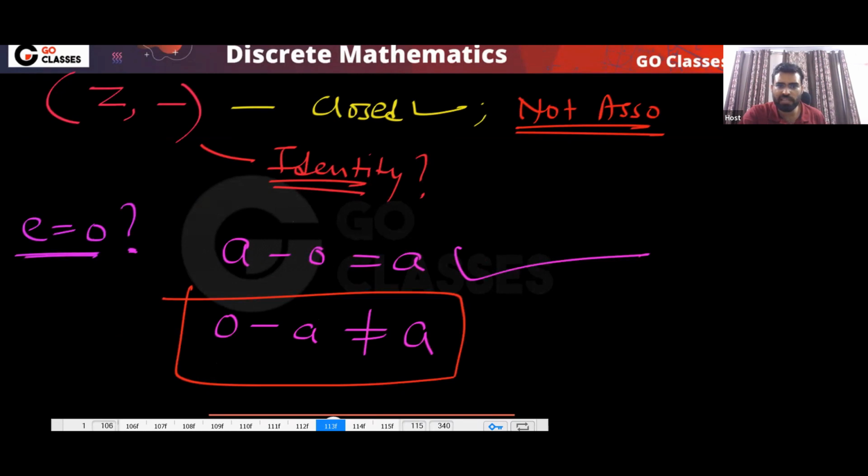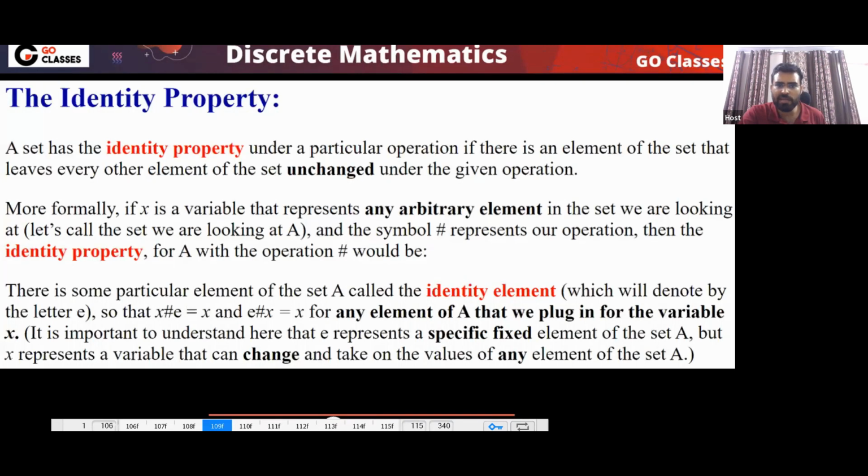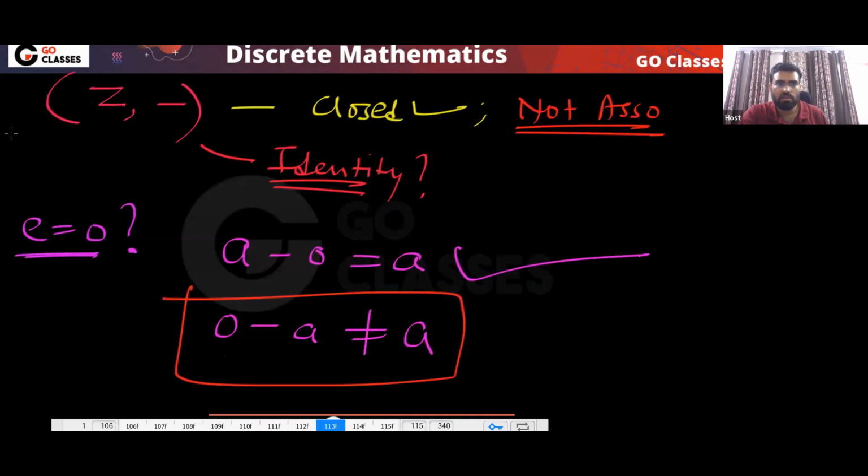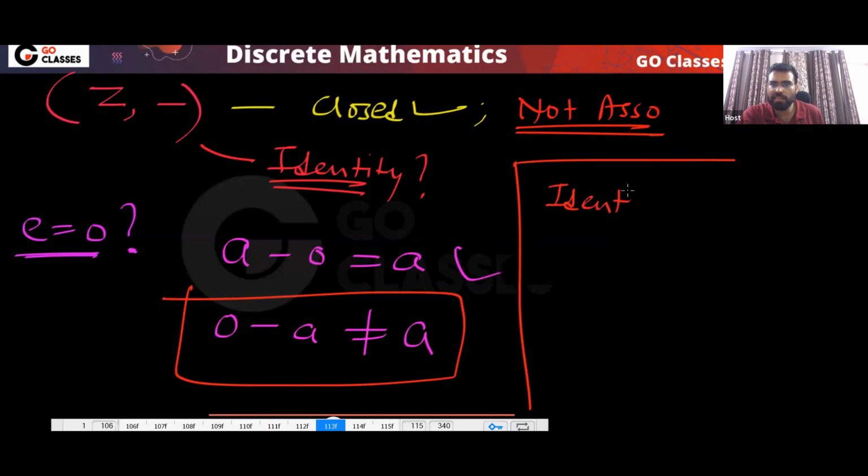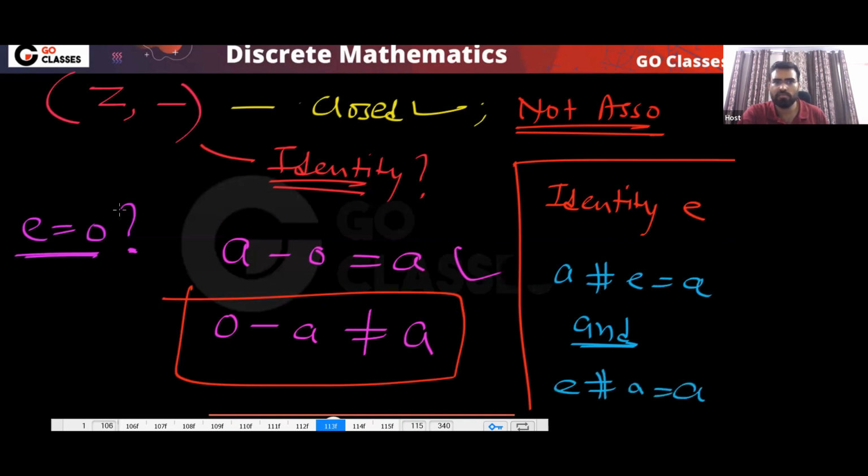Remember the definition of identity element. Identity element is something like this. These two things should happen. If you have identity element E, then what should happen? A hash E should be equal to A, and E hash A should be equal to A. So I can say there is no identity element here. Do we have identity element? No. So this answer is no. 0 is not the identity element.